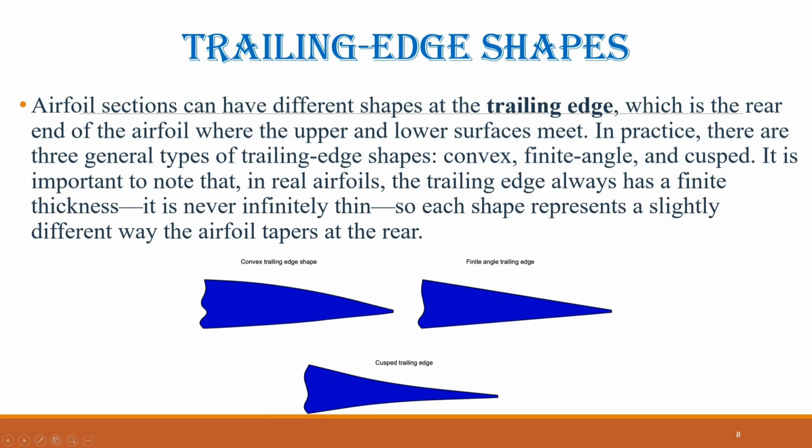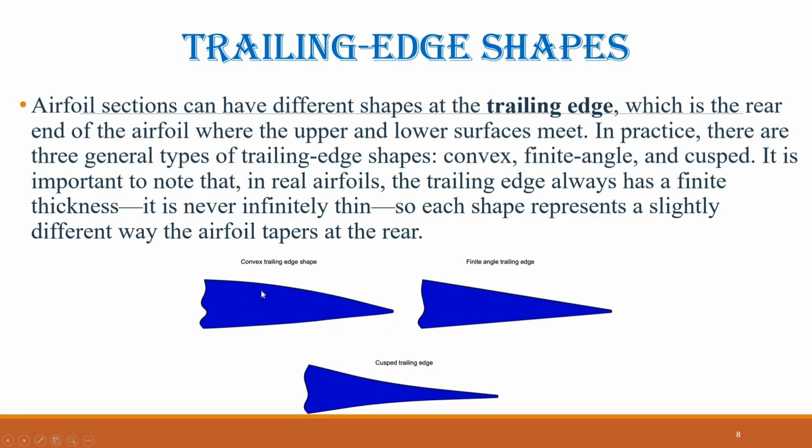Trailing edge shapes. Airfoil sections can have different shapes at the trailing edge, which is the rear end of the airfoil where the upper and lower surfaces meet. In practice, there are three general types of trailing edge shapes: convex, finite angle, and cusped. It is important to note that in real airfoils, the trailing edge always has a finite thickness. It is never infinitely thin, so each shape represents a slightly different way the airfoil tapers at the rear.